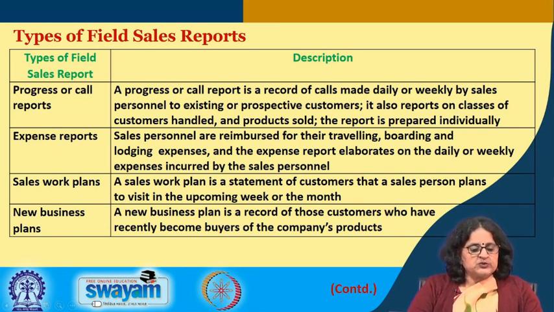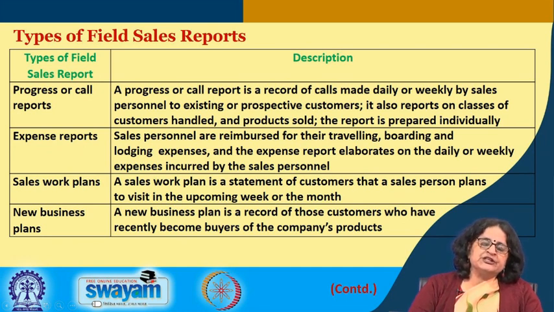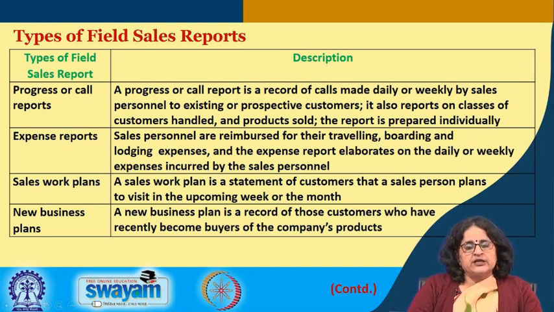The third is a sales work plan. Now the sales work plan is a statement of customers that a salesperson plans to visit in the upcoming week or in the month. Now we all know that sales people generate leads and then go for prospecting, and then they decide on the approach or the meeting with the prospective client. And so this is with respect to developmental selling.